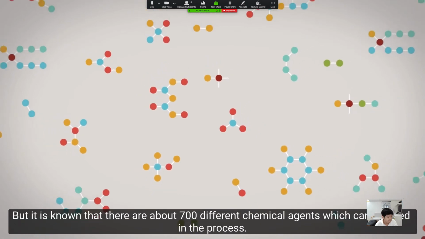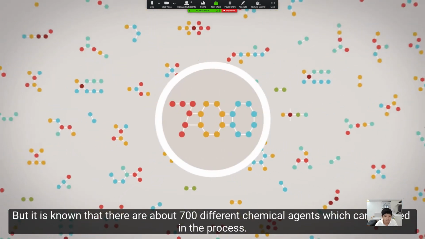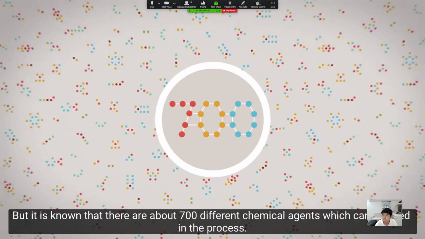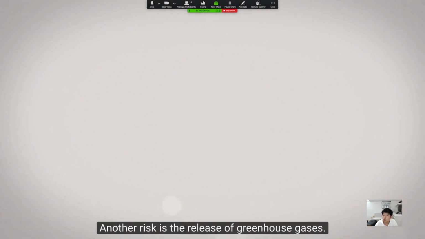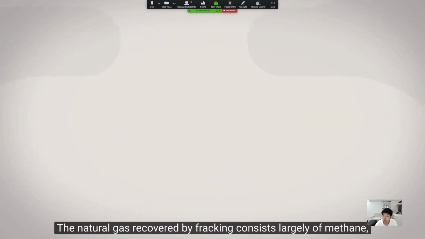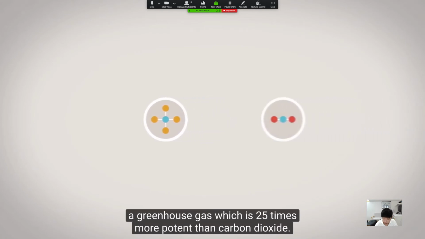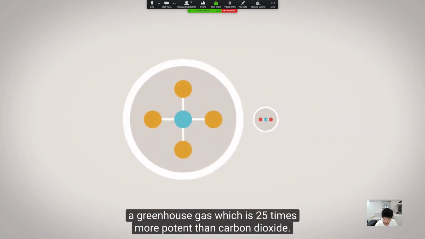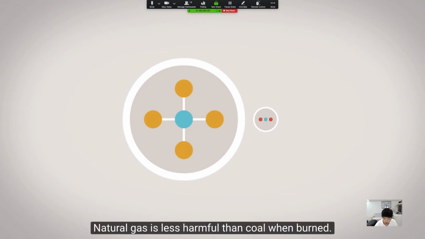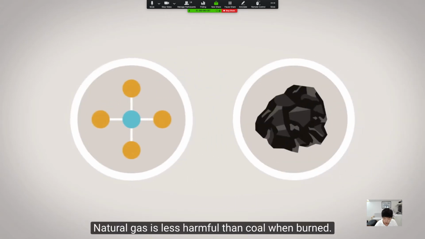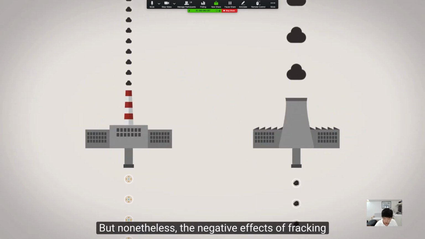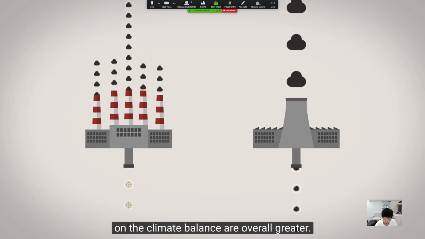But it is known that there are about 700 different chemical agents which can be used in the process. Another risk is the release of greenhouse gases. The natural gas recovered by fracking consists largely of methane, a greenhouse gas which is 25 times more potent than carbon dioxide. Natural gas is less harmful than coal when burned, but nonetheless, the negative effects of fracking on the climate balance are overall greater.